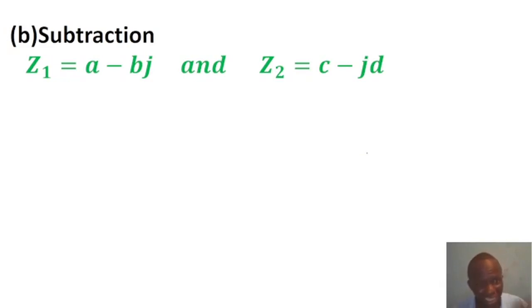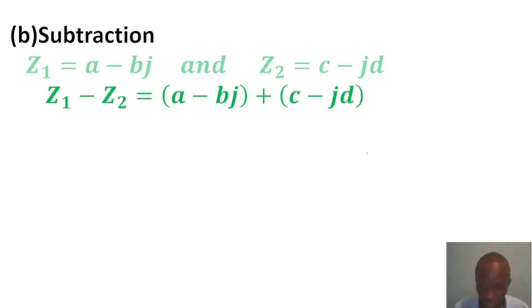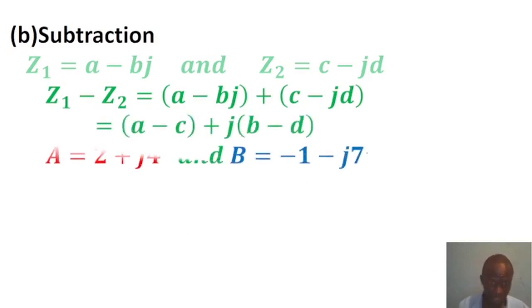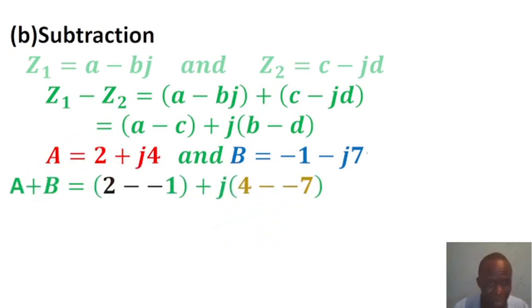What we have done in addition will also be applied in subtraction. You collect the like terms together, like that. Now if a is equal to 2 plus j4 and b is equal to negative 1 minus j7, then that can be calculated by collecting the like terms together, as shown that way, resulting in 3 plus j11.